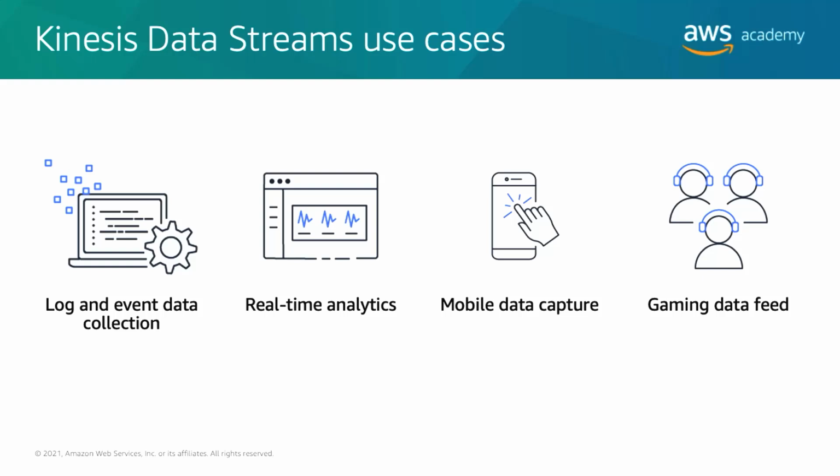You could also use Kinesis data streams for mobile data capture. You can push the mobile application data to a data stream from hundreds of thousands of devices and make the data available to you as soon as it's produced. A gaming data feed is another use case. You can continuously collect data about player-game interactions and feed the data into your gaming platform.